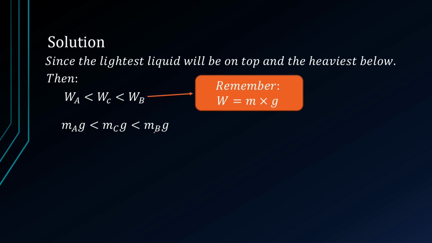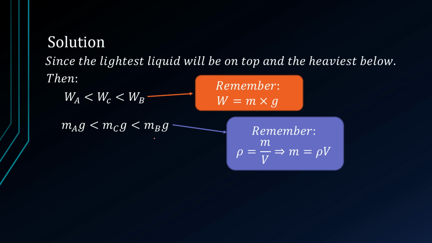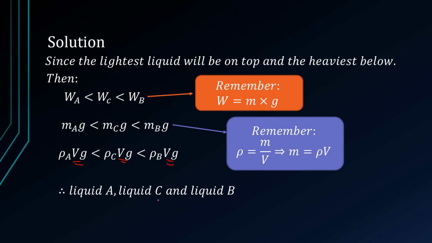Now remember, again, this is not separate, so we can replace the mass with density multiplied by volume. So we have density of A, Vg, less than density of C, Vg, less than density of B, Vg. Each one of these is the same as before. So now we can state, therefore, that the density of liquid A is less than the density of liquid C, which is less than the density of liquid B. In order of increasing is liquid A, liquid C, and then liquid B.